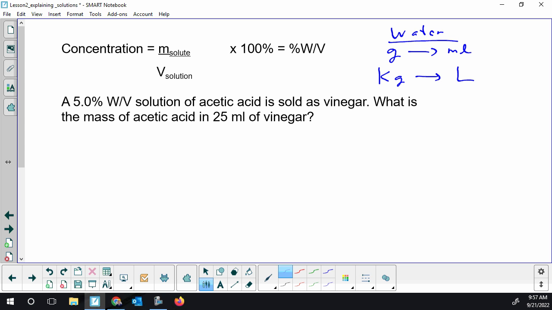Okay. So we have a 5.0% weight to volume solution of acetic acid. Okay. This is vinegar. You go to the grocery store, that's the most common concentration. Okay. If you bought 25% vinegar, it would be pungent. It would be strong. Okay. So when you buy vinegar, it's actually mostly water.